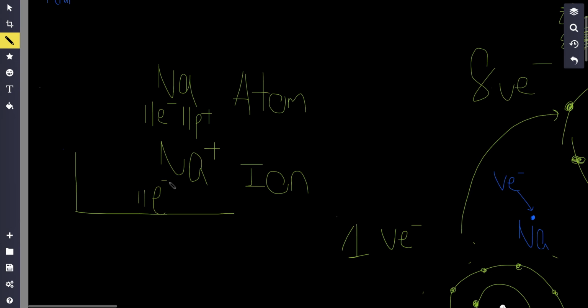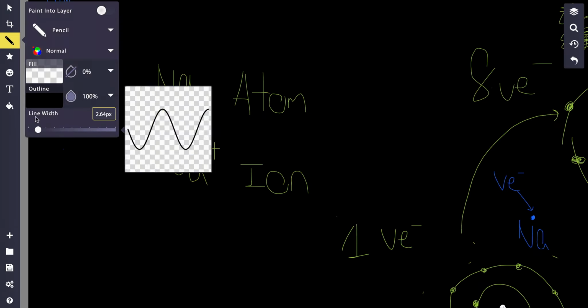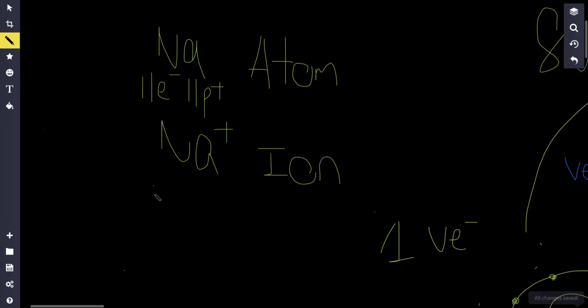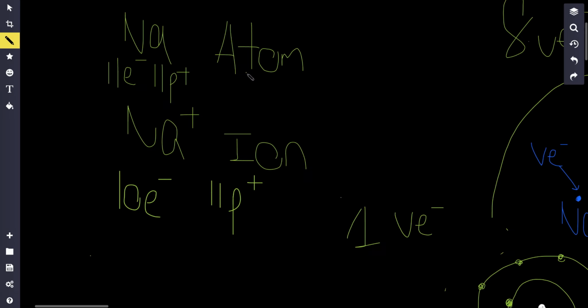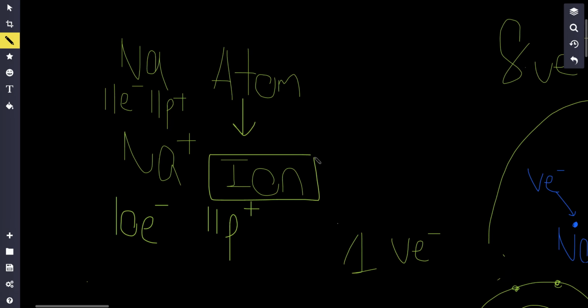Notice how after this exchange, sodium only has 10 electrons and it still has 11 protons, right? You have the same amount of protons as you had before, you just lost 1 electron. So now notice how you're more positive than you are negative. And in fact, you're positive by 1 amount. You have a net positive charge in the sodium atom. So when an atom gains a charge, it becomes an ion, okay?